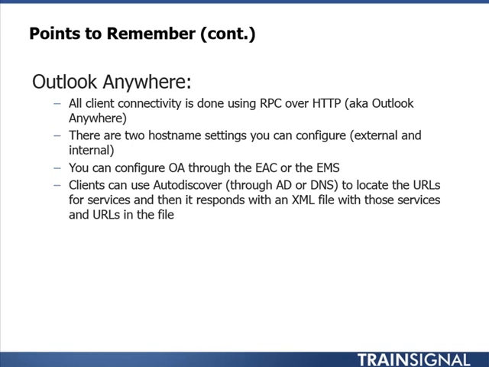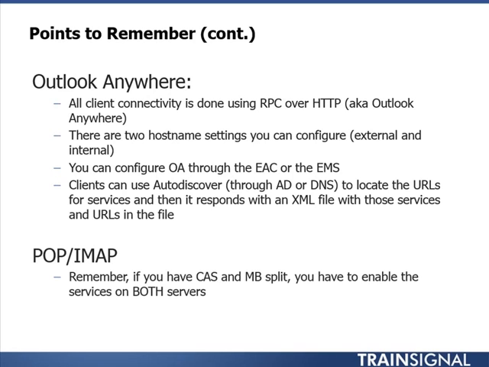Outlook Anywhere has also been updated in 2013 to allow for two hostname settings, one for internal access and one for external access. You can configure Outlook Anywhere through the EAC or through the Exchange Management Shell, and we'll take a look at that in a moment. Clients can use AutoDiscover through Active Directory or DNS, as we mentioned just a moment ago, to locate the URLs for services, and then it responds with an XML file for those services, and the URLs are in that file.